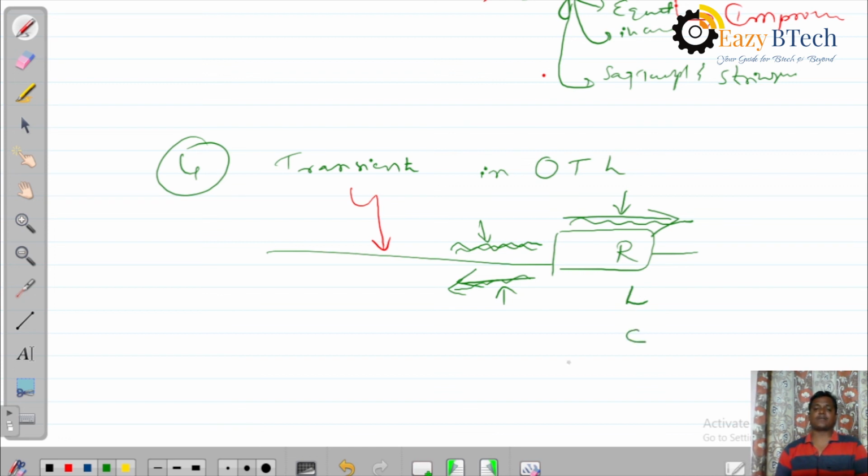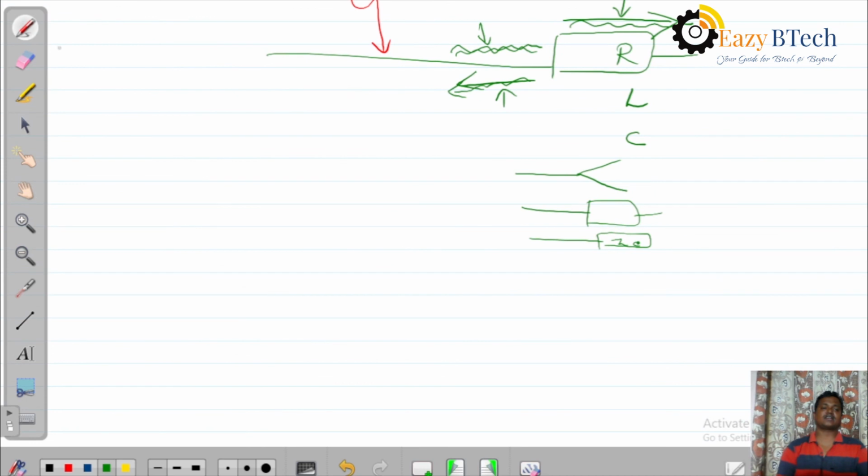If it is a capacitance, it is divided into a nominal T network, and if it is connected to an impedance and an underground cable ZC, it is represented accordingly. How much is reflected and how much is refracted, we can calculate from this transient analysis.